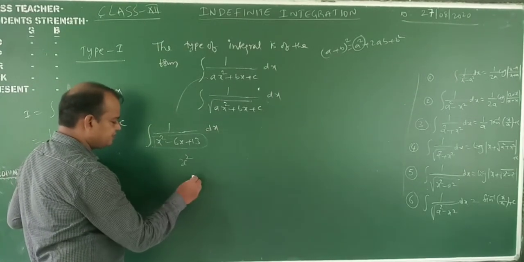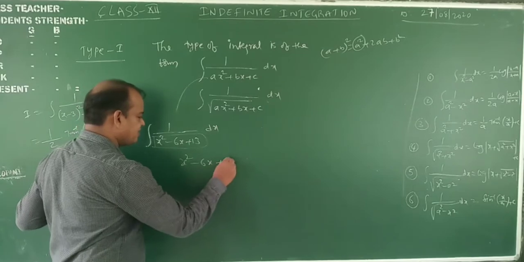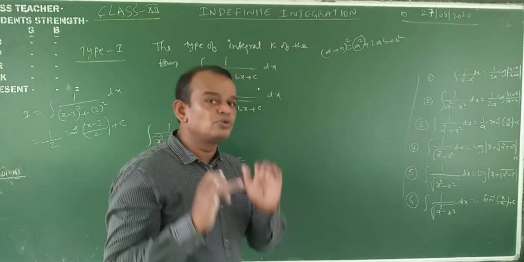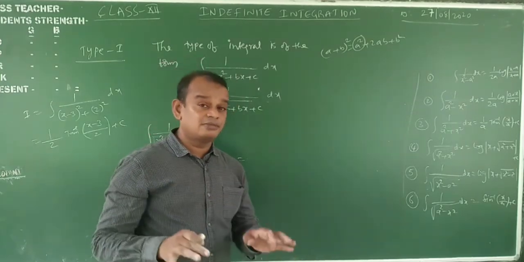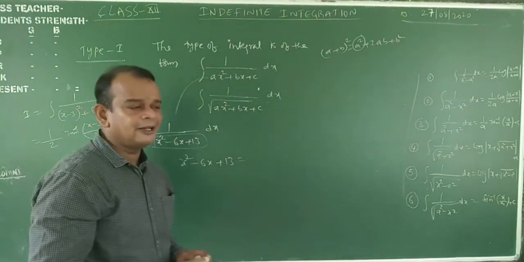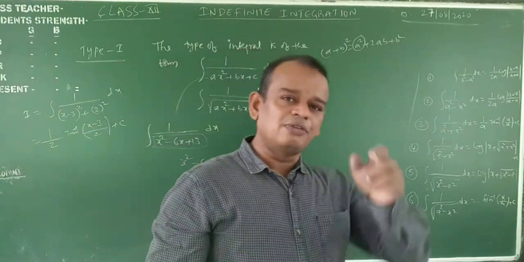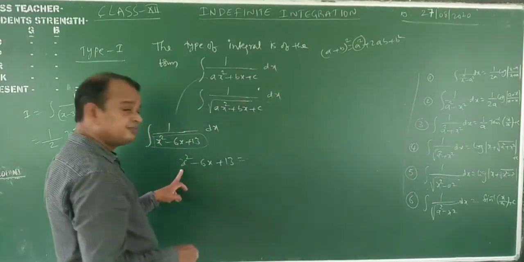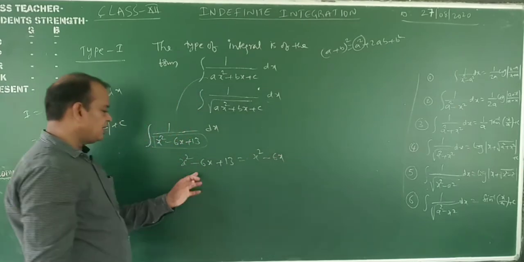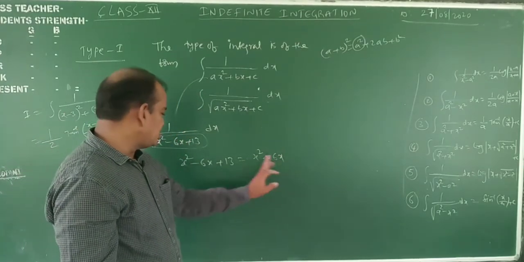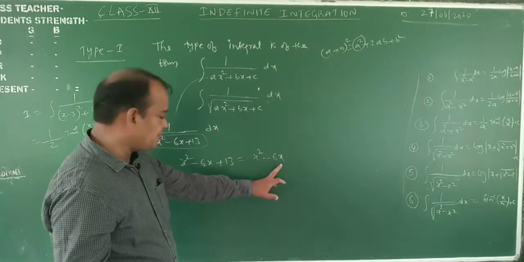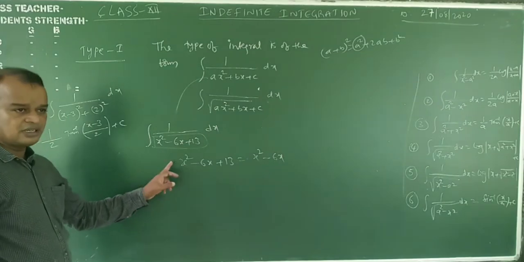x square minus 6x plus 13 is given. Our goal is to write it as the sum or difference of the perfect squares of two numbers. First step: the coefficient of x square must always be positive and 1. Here it is compulsory. This is x square, after that minus 6x. You write the x, and after x square minus 6x, don't write the constant yet.